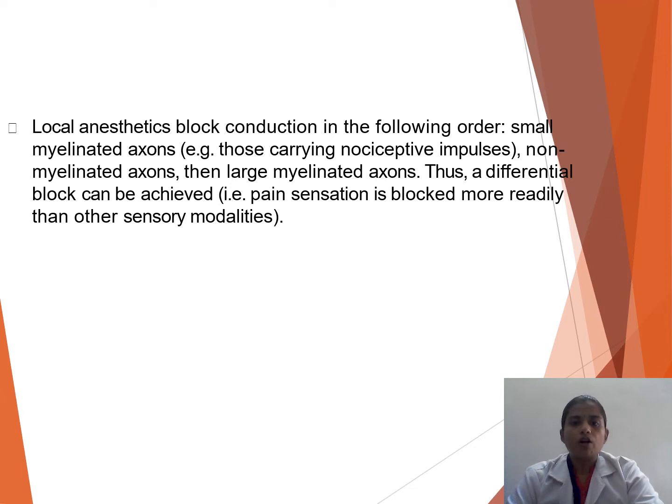Local anesthetics block conduction in the following order: small myelinated axons, for example those carrying nociceptive impulses, then non-myelinated axons, and then the large myelinated axons. Thus, a differential block can be achieved, that is, pain sensation is blocked more readily than the other sensory modalities.